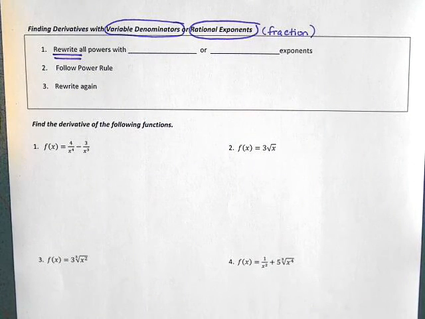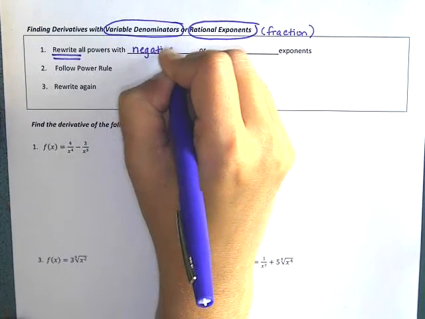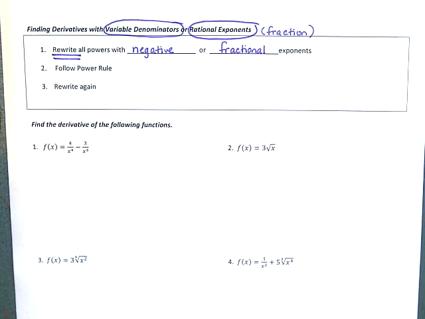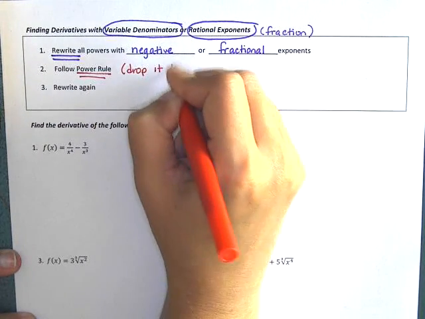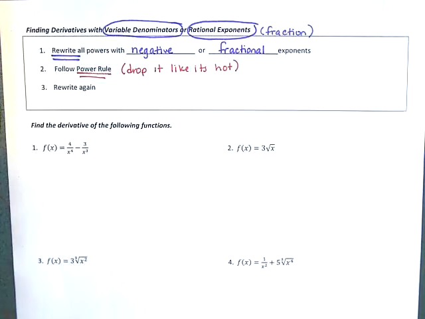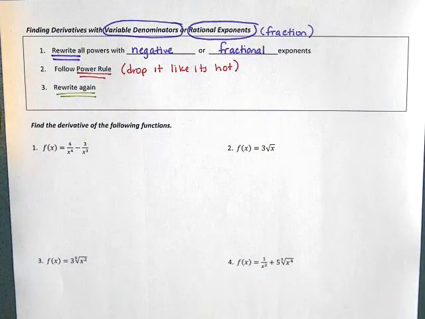Just rewrite all powers with negative or fractional exponents. Then, use the power rule. Drop it like it's hot. Last but not least, rewrite it again. Put it back in its original notation. If the original problem had variables in a denominator, put the variables back in the denominator. Here we go. Let's try it.